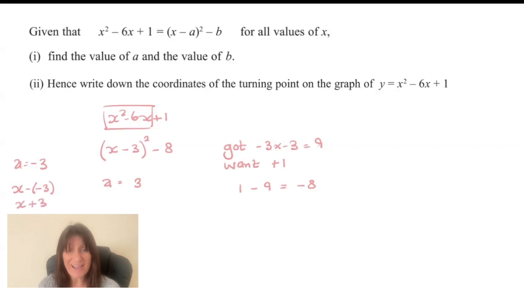We have x minus a. So a remains just 3, and we don't need to worry too much about that. And b will be 8 for the same reason. And that is us completing the square.